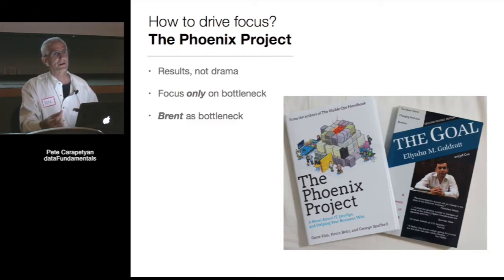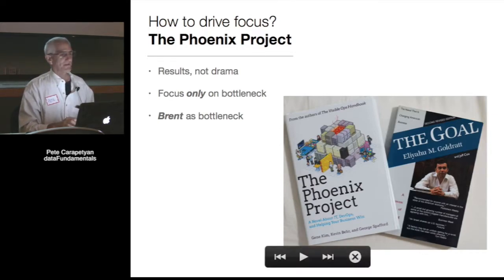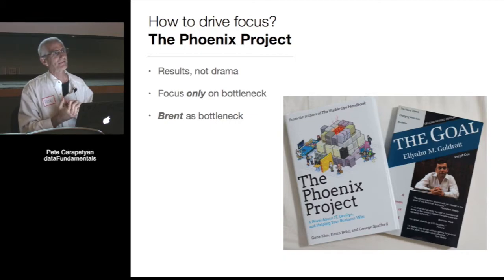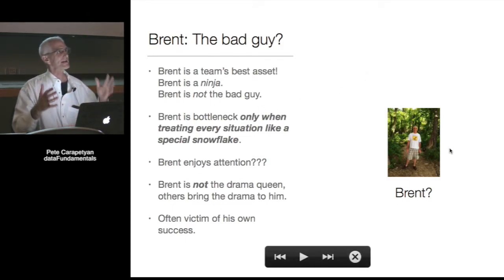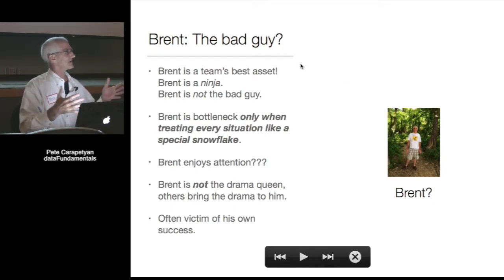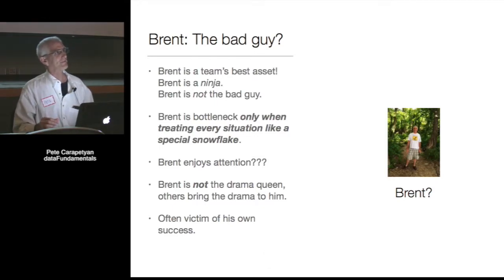This book talks about results and not drama. The human drama doesn't matter. It only focuses on actual measurable results, and it only focuses on the bottleneck, which almost always in this book ends up being this guy named Brent. So who is Brent, and why do we care? Well, first of all, we assume that since he's a bottleneck, he's some kind of a bad guy. But here's my picture over here, and look, I want to be Brent, because Brent is usually the go-to guy on the team. Usually he's the ninja, he's the badass, he's the one that is brilliant, and everybody wants to be the Brent, the go-to guy. But Brent is a bottleneck when he insists on doing everything manually.